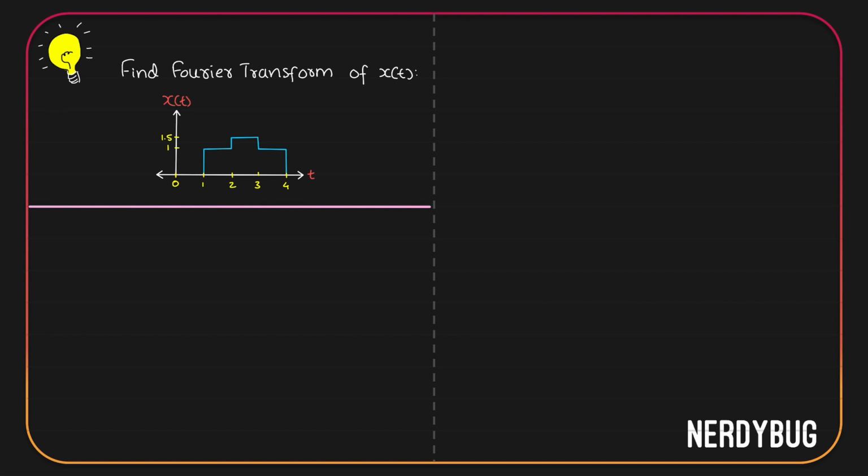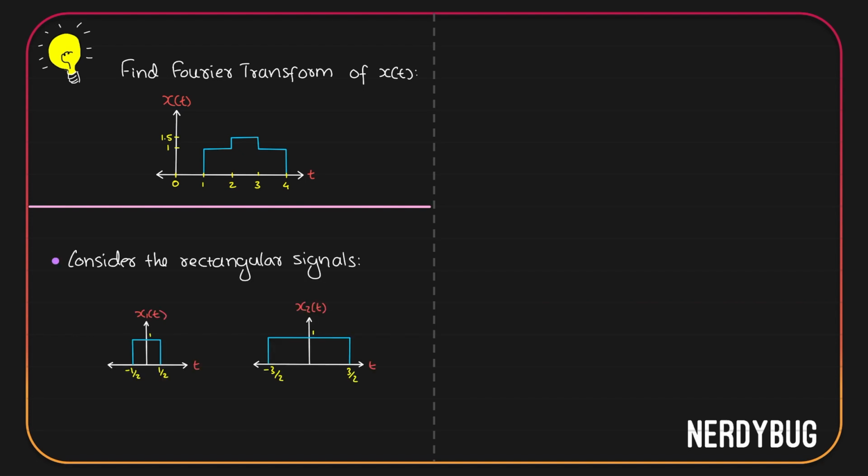Let us solve a problem now. We have to find the Fourier transform of x of t. X of t is given over here on a graph. This is actually a tricky question. To solve it, first consider these two rectangular signals. The first one, I'm calling it x1 of t. It has 1 from minus 1 by 2 to 1 by 2 and 0 everywhere else. The second one is x2 of t. It has 1 from minus 3 by 2 to 3 by 2. It has 0 everywhere else.